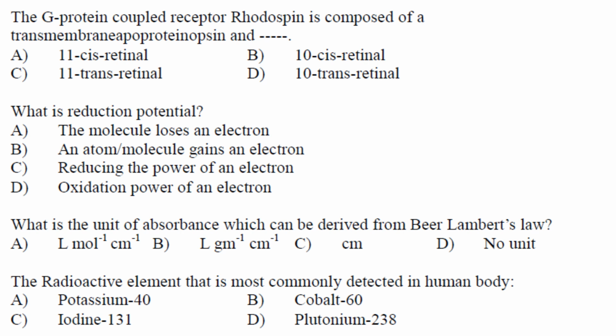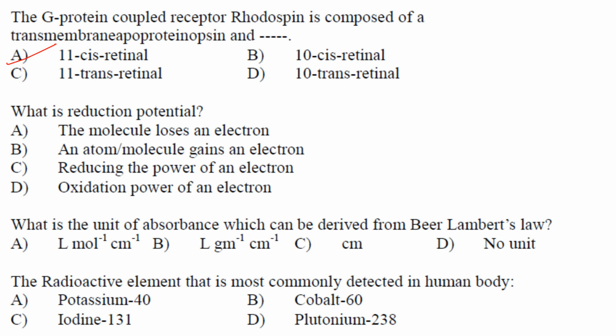Then the next one. The G protein coupled receptor rhodopsin is composed of a transmembrane apoprotein opsin and 11-cis retinal. It is not 11-trans retinal. 11-trans retinal is formed after light activates the 11-cis retinal. So it is 11-cis retinal, that is the answer.